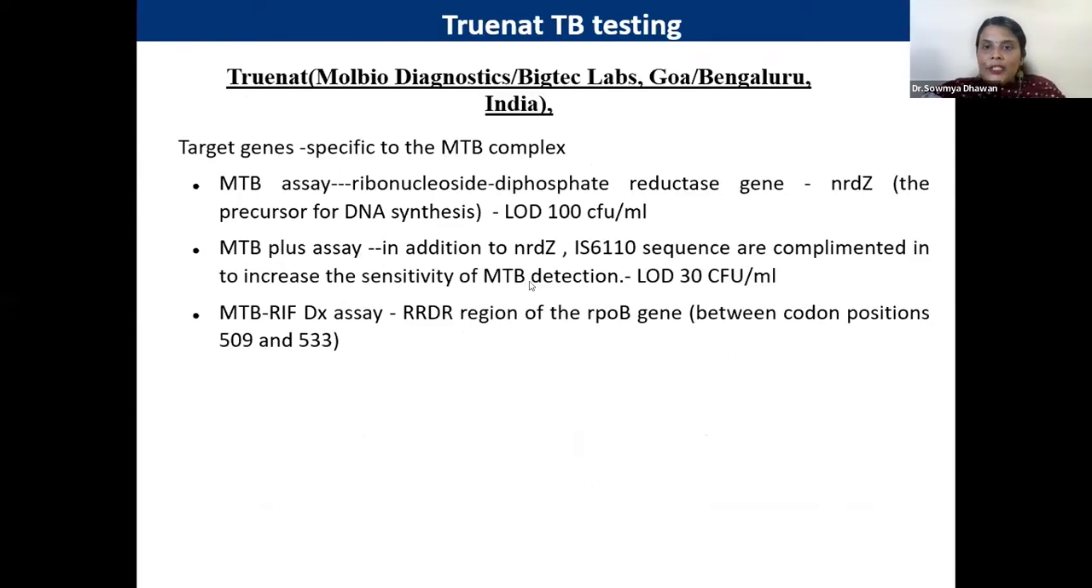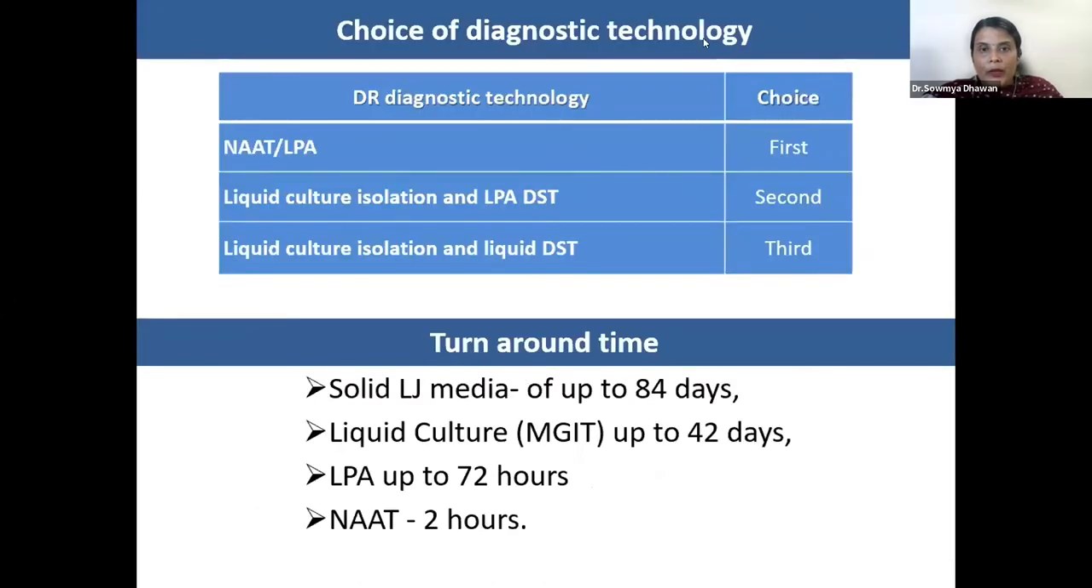So the targeted genes are almost similar. The only thing we need to focus on is the LOD, the limit of detection. In the case of the MTB assay it is around 100 CFU per ml, and in the case of the MTB Plus assay it is around 30 CFU per ml. And the RIF assay again focuses only on the rpoB gene.